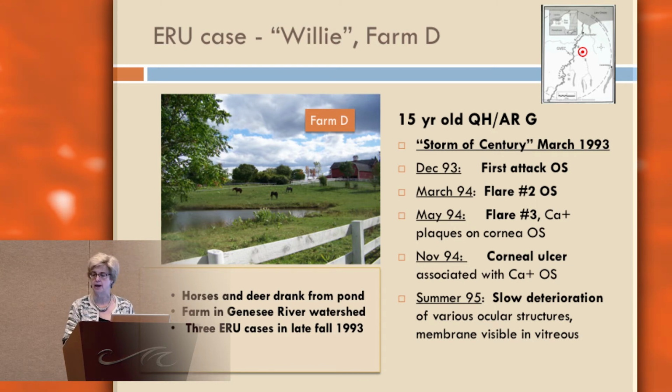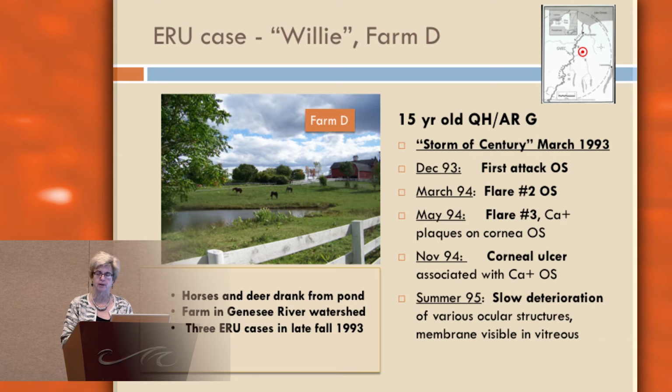December of 93, he had his first attack. March of 94, his second. Flare number 3, May of 94. Then he got a corneal ulcer. Important, because what do our clients like to do? Reach for the dexamethasone that's on the medicine shelf, right? But he had an ulcer because he was hurt. And he started to get calcium on his cornea. That's a nasty complication. And then in 95, he wasn't really having flares.